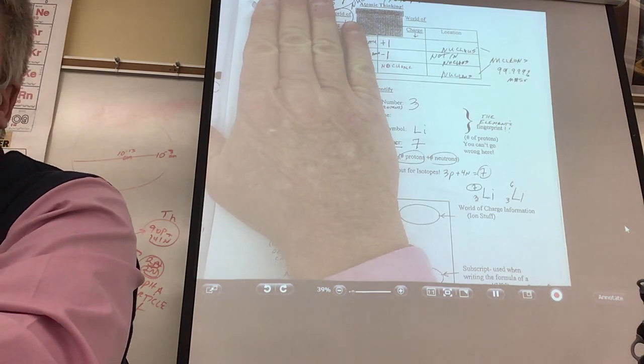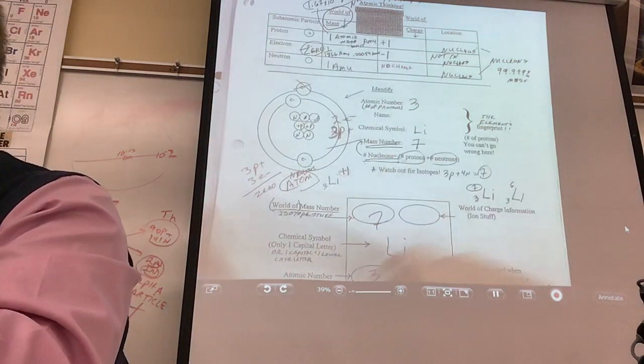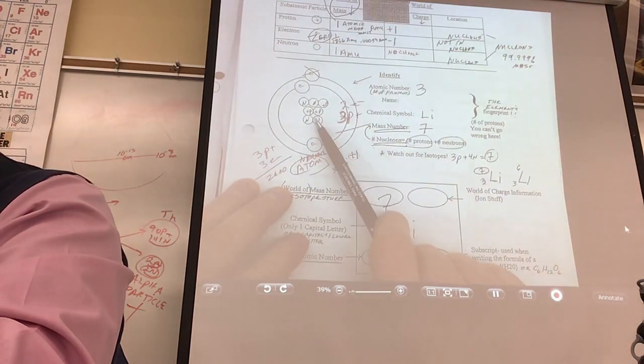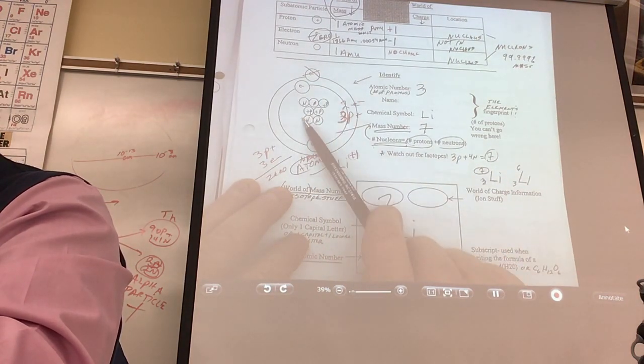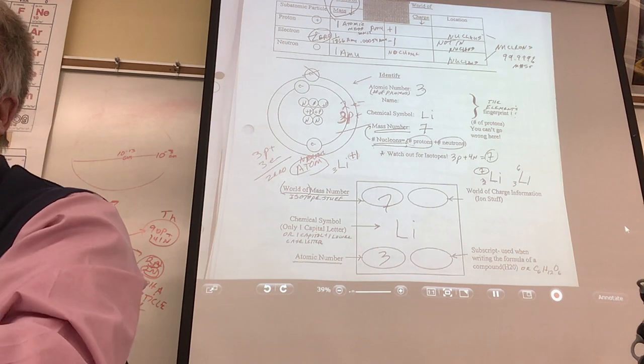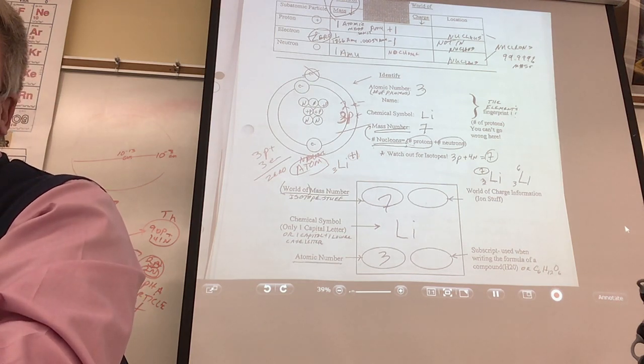We don't talk about neutrons. Okay, now, look over here. Look at this atom here. He has 3 protons and 3 electrons. I call it an atom. Atoms are neutral. Isn't that right?